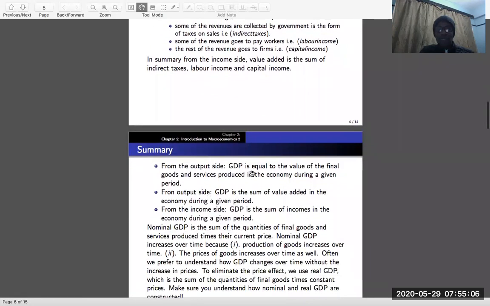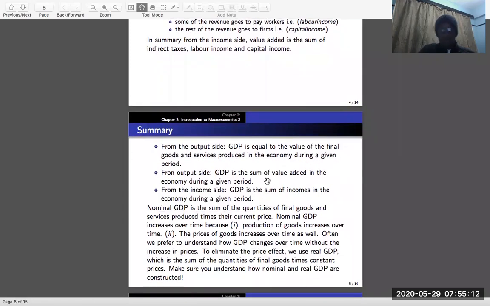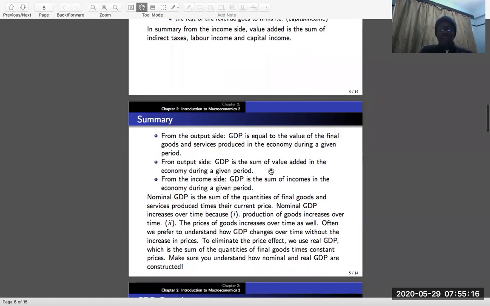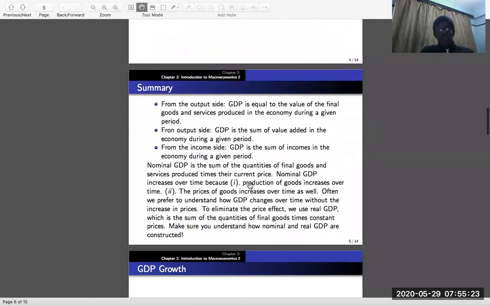From the output side, GDP is equal to the value of the final goods and services produced in the economy during a given period. So that's one important definition. From the output side, GDP is also the sum of the value added in the economy during a given period. From the income side, GDP is the sum of income in the economy during a given period.